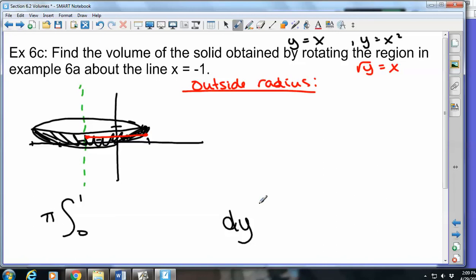Now radius has to be positive, correct? So could I say like -1 minus radical y for my radius? No, because that would give me a negative value. Radius is a distance, so it's positive. So think about it. We know from the y-axis over, this distance is radical y. How far is it from the y-axis to my green line? 1. So my entire radius would be 1 plus radical y.